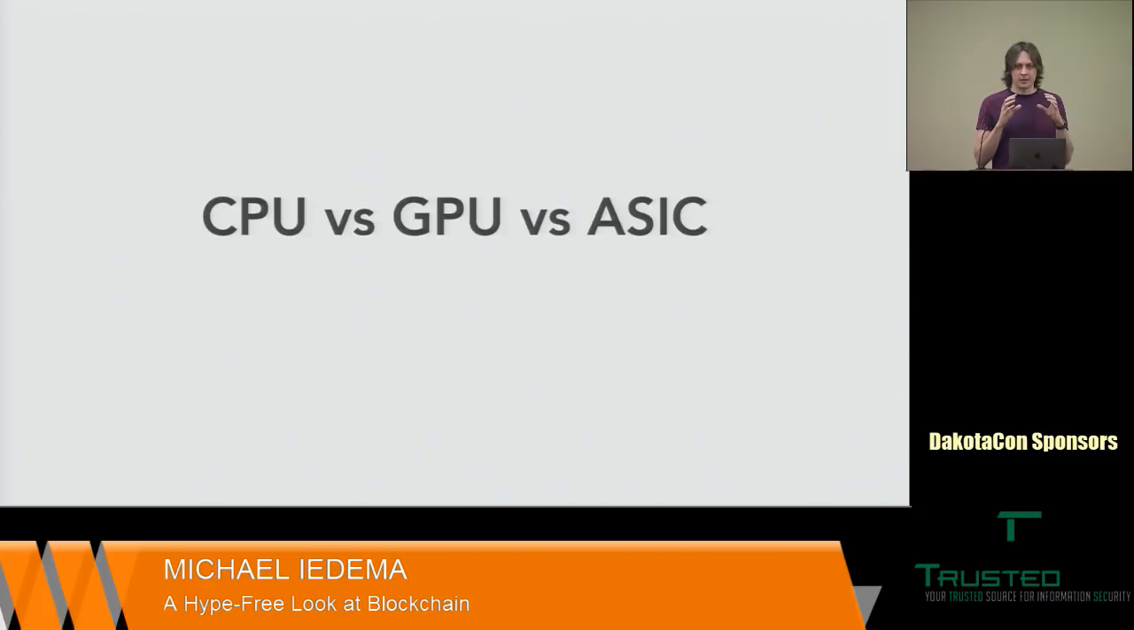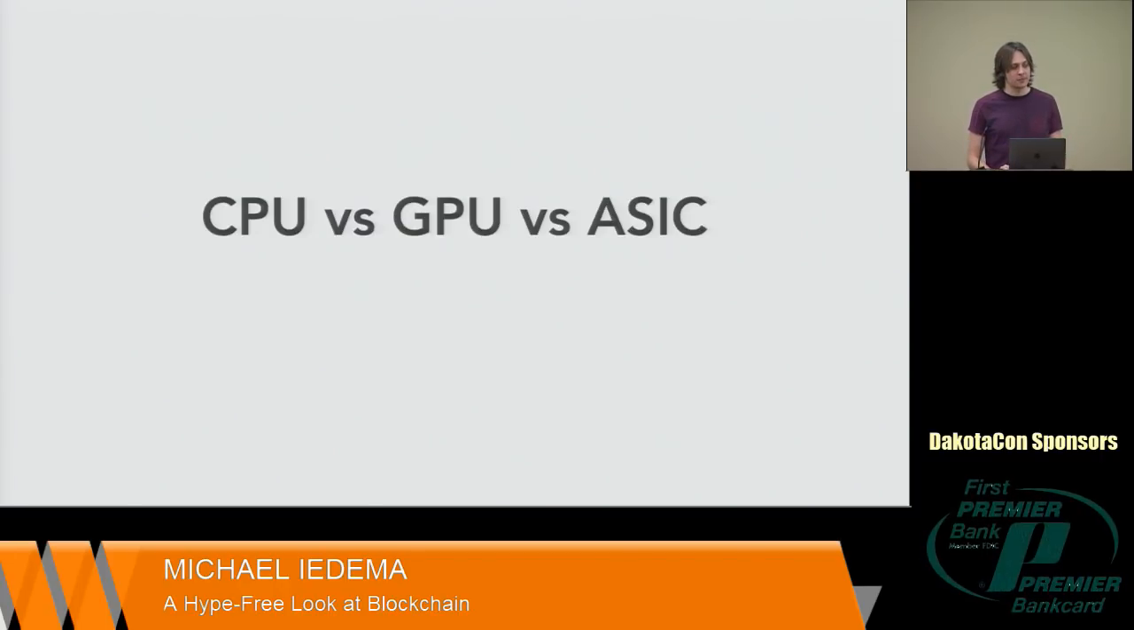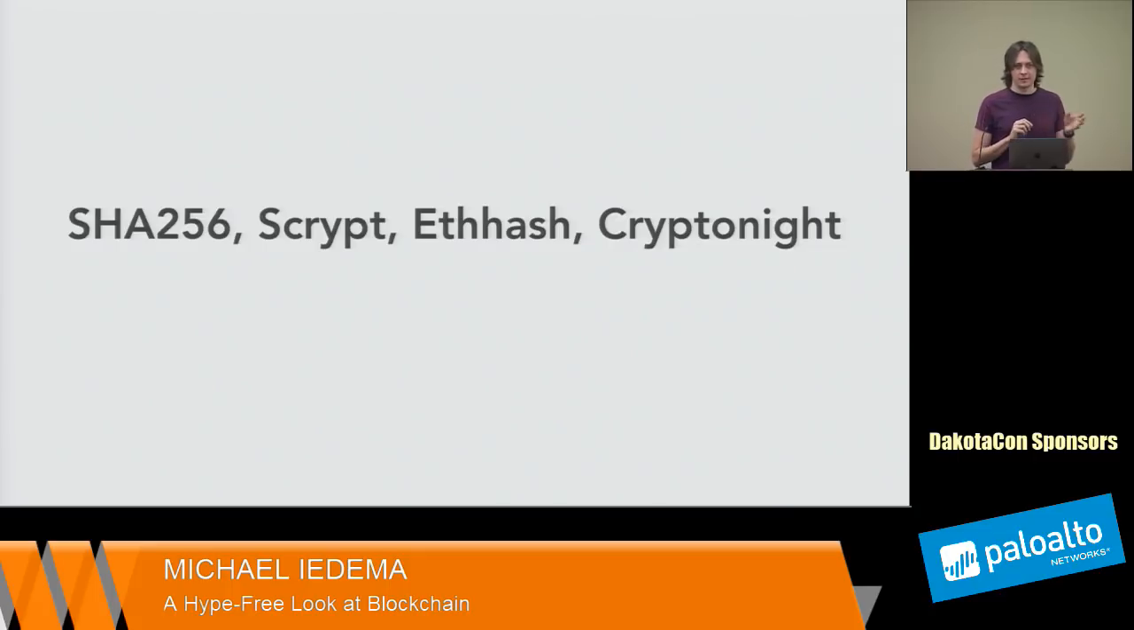So what you're talking about in order of magnitude is CPU, maybe you can do hundreds of hashes a second. GPU, maybe thousands, tens of thousands. ASIC might be hundreds of millions. I mean, it's designed to just do that. It's not a general-purpose computer, it's designed to just do that. So there's been a lot of work on making these algorithms ASIC resistant.